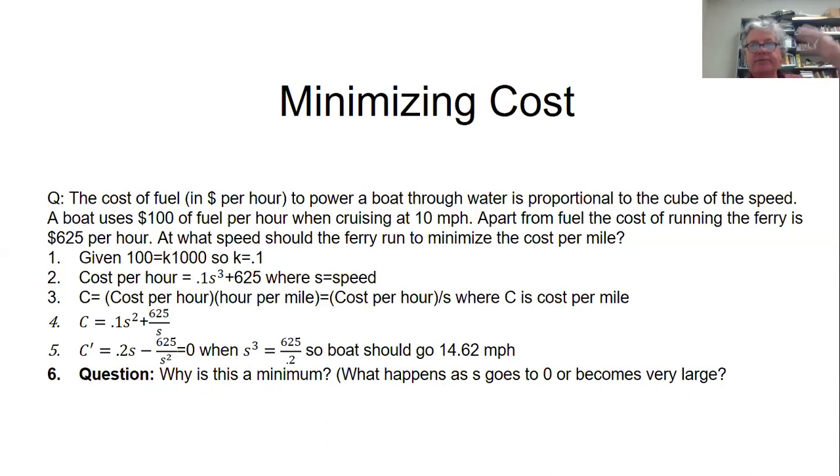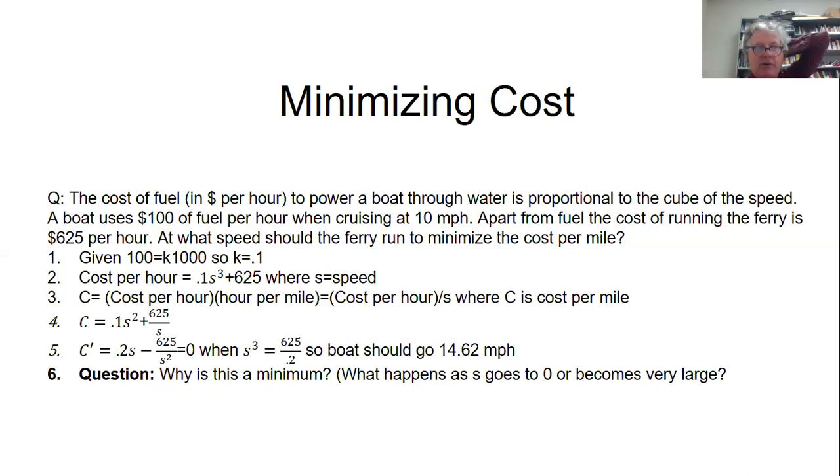That's things like labor, whatever you need to run a boat. At what speed should the ferry run to minimize the cost per mile? Okay, first thing we've got to figure out is how much it costs to use fuel. So we know it's $100 when we're cruising at 10 miles per hour. 10 cubed is 1,000. So 100 equals K times 1,000. So K equals 0.1. That's the constant of proportionality.